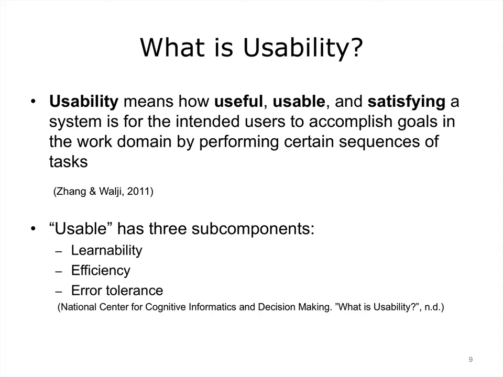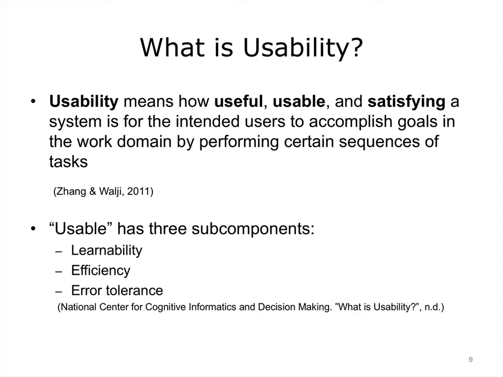So what do we mean by usability? It reflects the quality of a user's experience when interacting with a product or a system, and we can enumerate over several factors that affect the user's experience. Usability means how useful, usable, and satisfying a system is for the intended users to accomplish goals in the work domain by performing certain sequences of tasks.